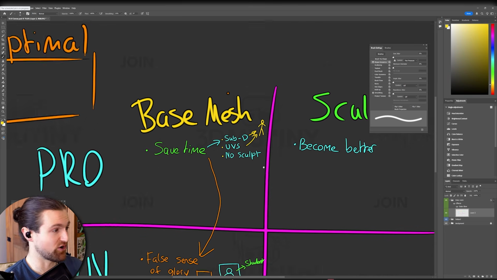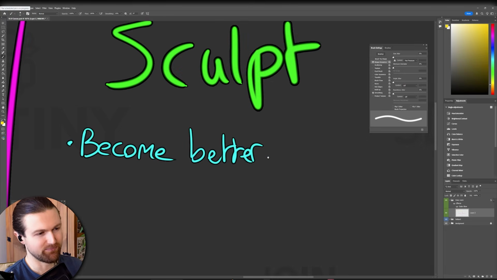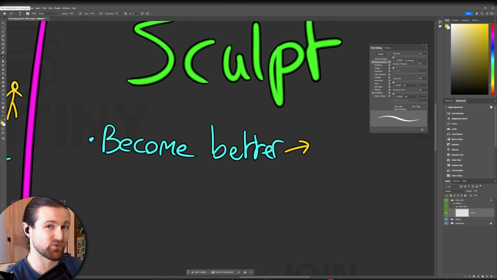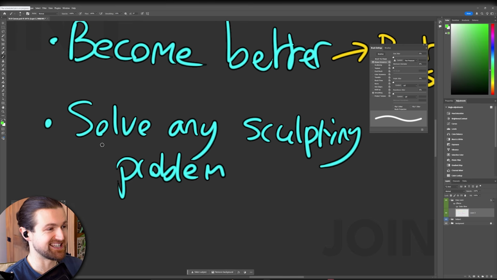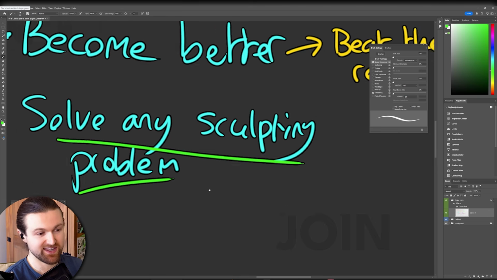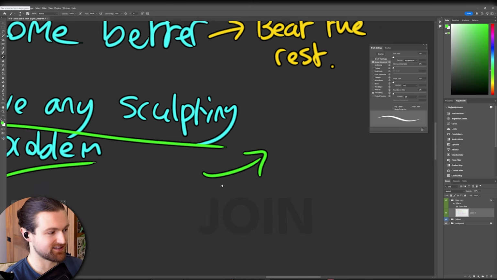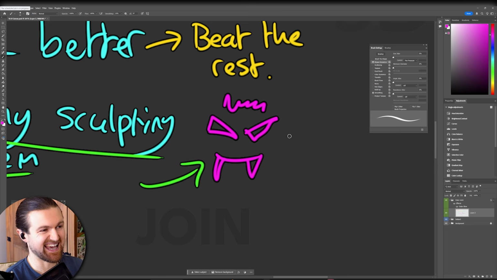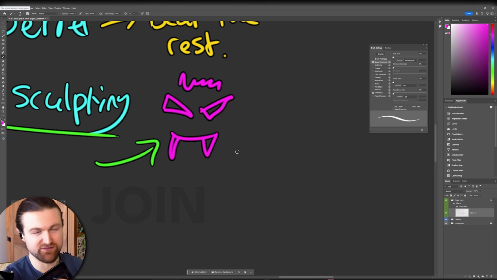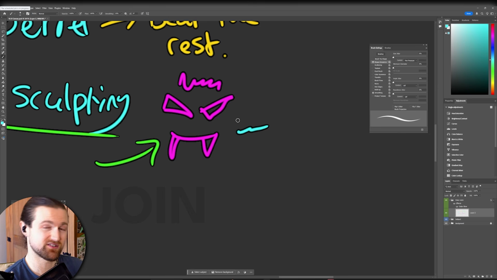So from that, the major pro from sculpting is that you become better, but more importantly than that, you become better than everyone else in comparison. You also gain the ability to solve any sculpting problem, and therefore become a more valuable artist. Say all these complex creatures and animals: if you're only used to moving the vertices around a base mesh, you're not going to understand how to create advanced things like horns and skulls and wings and anything that's required for such a character. Or even when it comes to things like scarring and quite advanced anatomical changes, you're going to be left in the dark because you're only used to using a base mesh.